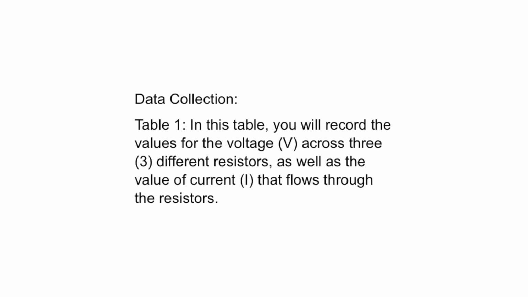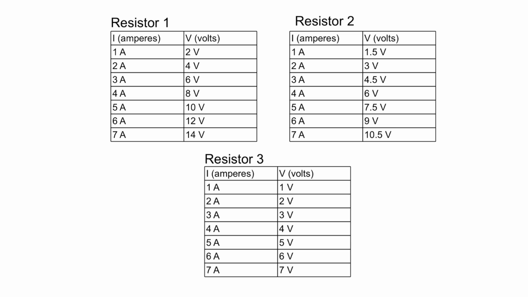Data collection. In Table 1, you will record the values for voltage across 3 different resistors, as well as the value for current that flows through the resistors. A sample set of data can be seen here.